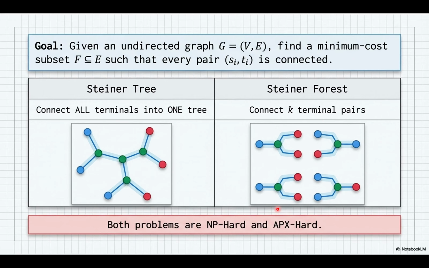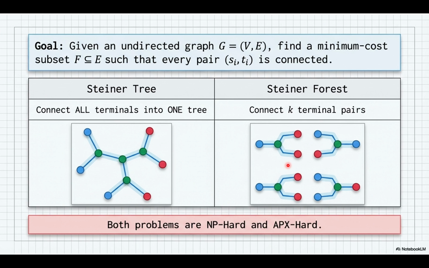Well, the flexibility of the forest is actually what creates the mathematical nightmare. Really? Yeah. Because the pairs don't have to connect to a central hub, the number of possible independent paths they could take is so vast that even the world's most powerful supercomputers cannot brute force check every option to find the absolute minimum cost.